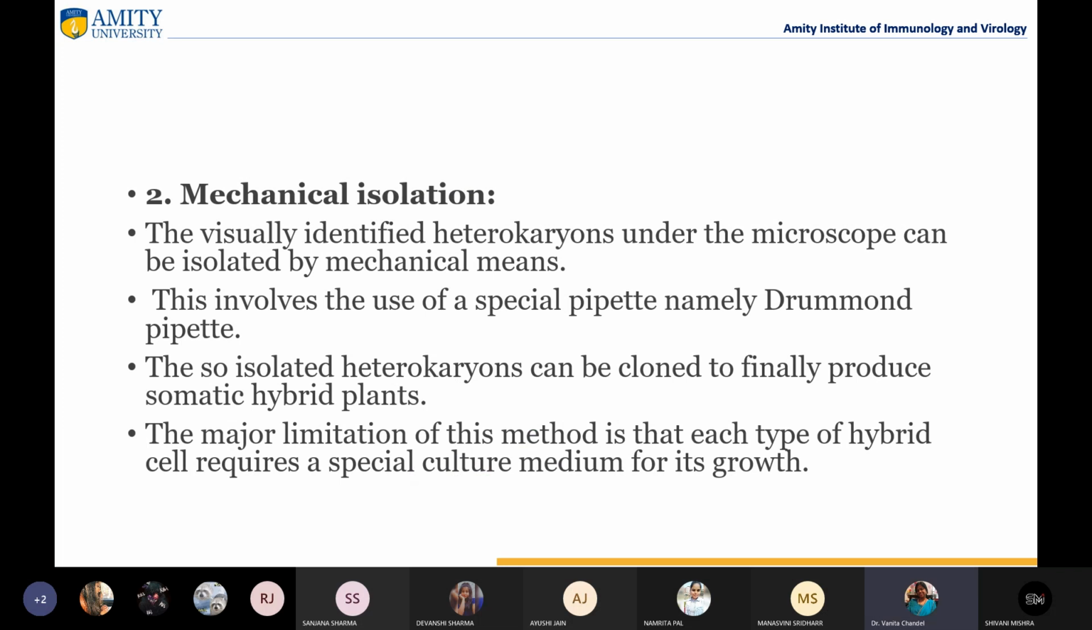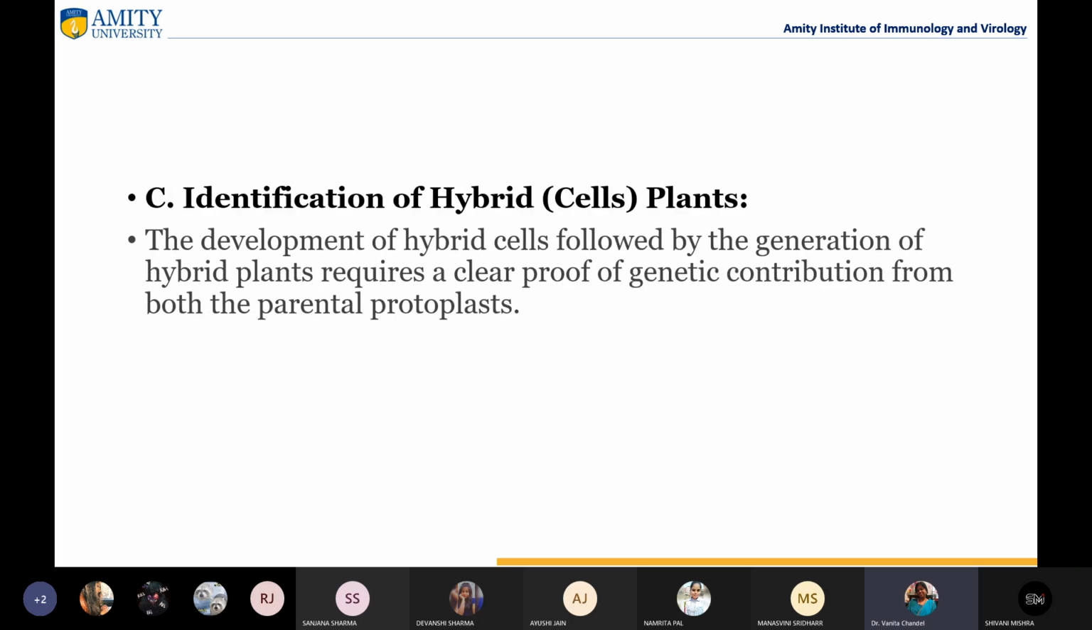Then there is the mechanical isolation. So visually identified heterokaryons under the microscope can be isolated by mechanical means. This again involves the use of a special pipette which is called Bruemont pipette. So we use this pipette to suck up those kinds of protoplasts. Then the so isolated heterokaryons can be cloned to finally produce the somatic hybrid cells. The major limitation of this method is that each type of hybrid cell requires special culture media for its growth. So we need to check this beforehand, what kind of culture media they require, right?